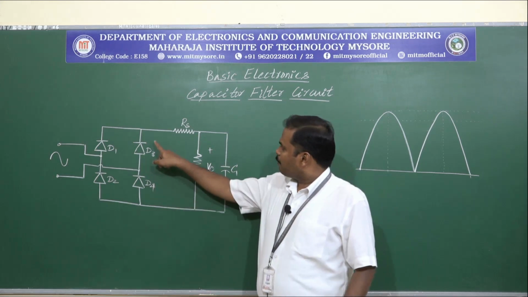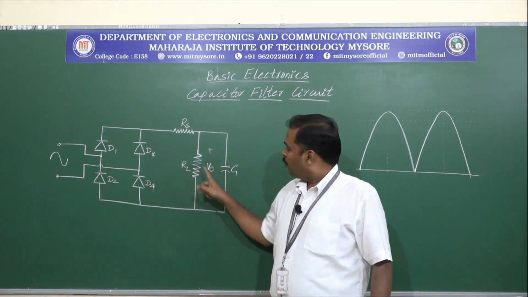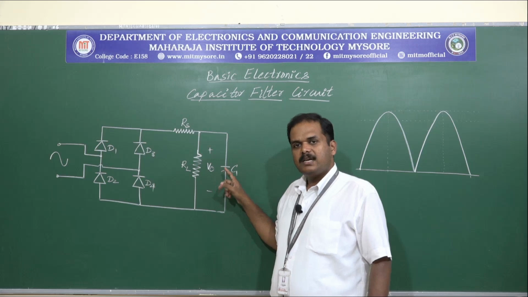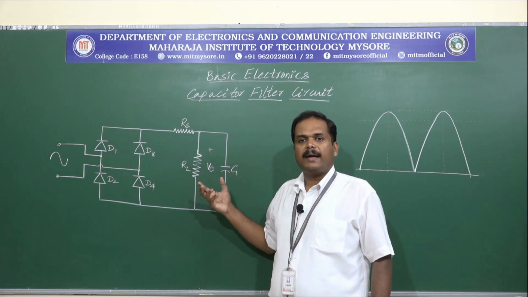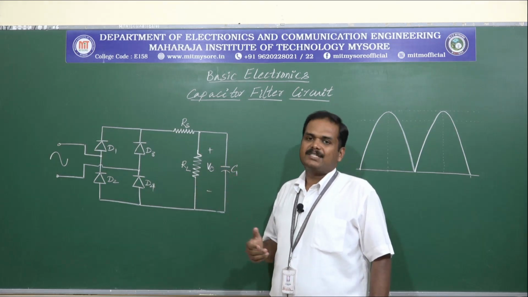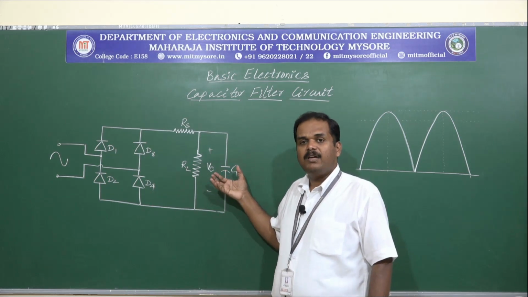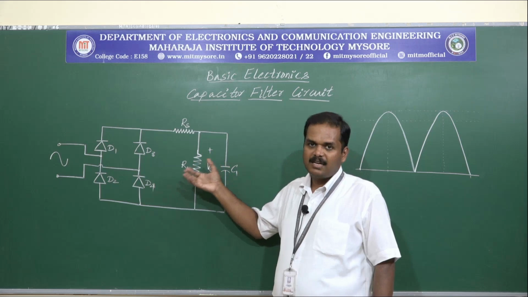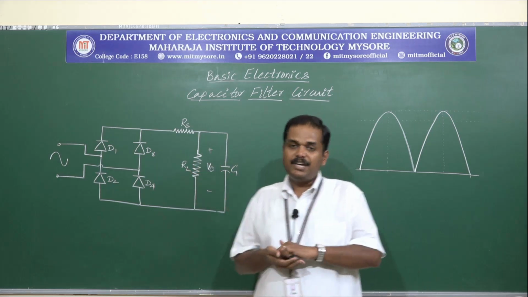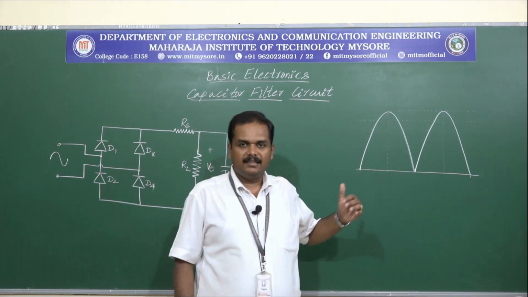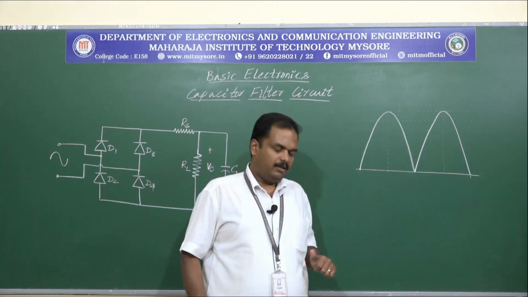Now when there is a pulsating DC coming in, what happens with the capacitor is, we know one of the properties of capacitors is charging and discharging, and that is how the capacitor will be working as a filter in this circuit. Now let us get into the waveforms to understand this operation well.